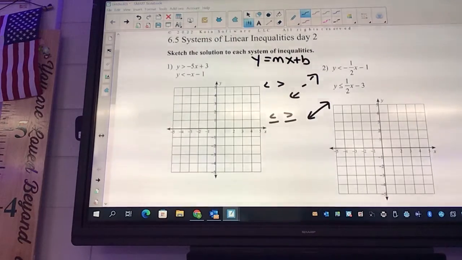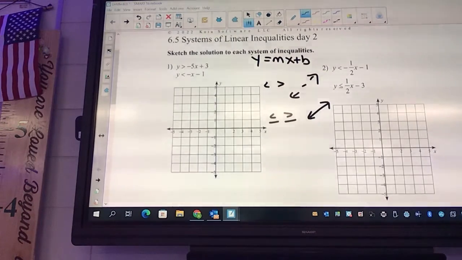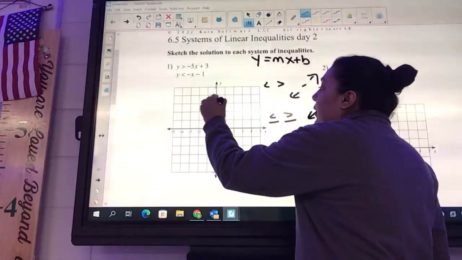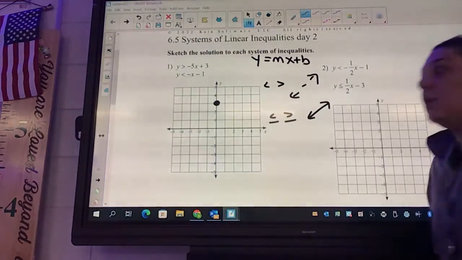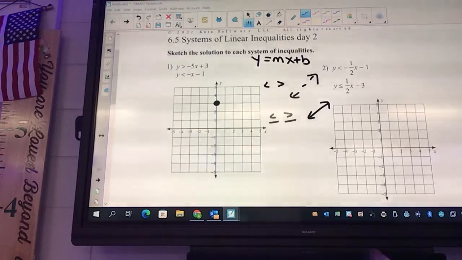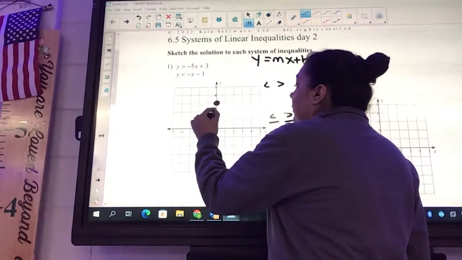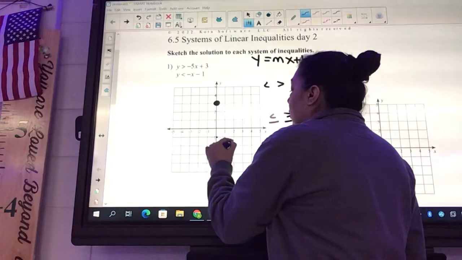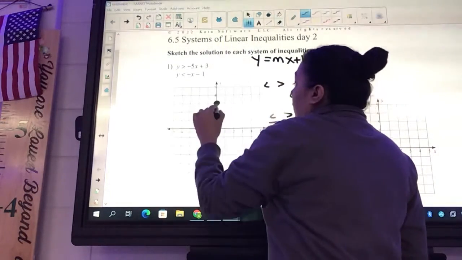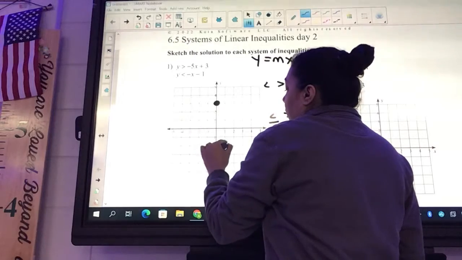Okay, so if we look at number one, does that say y equals? Yeah, y is by itself, so it's ready to be graphed. It starts at 3, and our slope is what? -5/1. We cannot go up 5, so we're going to have to go down 5. 1, 2, 3, 4, 5 over 1. Oh, I went over 2. 1, 2, 3, 4, 5 over 1.